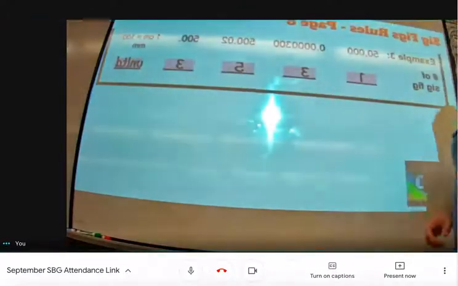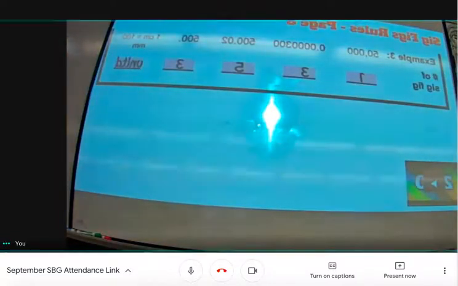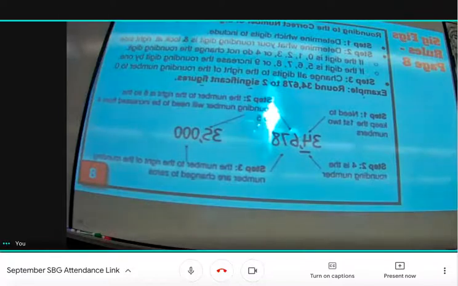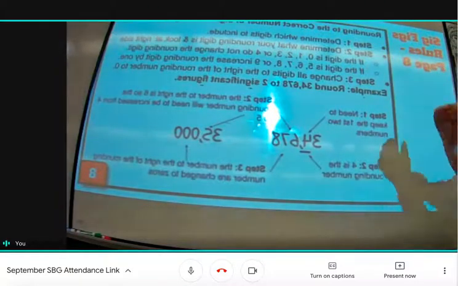Okay. Excellent work, ladies and gentlemen. Sig figs aren't too bad. They're a little weird to get used to, but we're going to keep rolling with this, and you'll get really good at it. Let's talk about rounding. I'm going to review the rounding rules that you learned a long time ago and hopefully remember. So we're going to round to the correct number of significant figures.